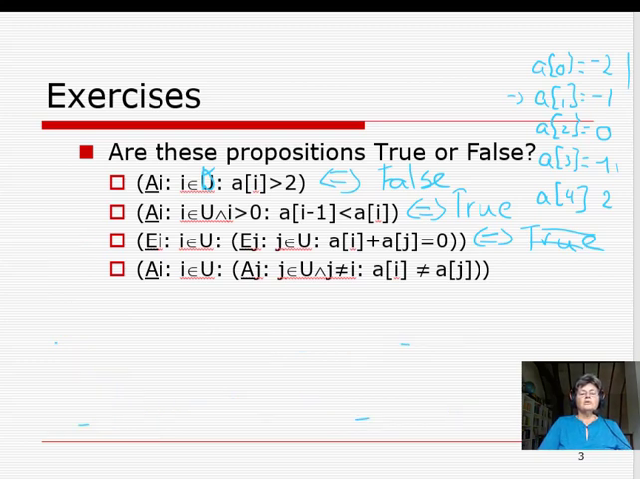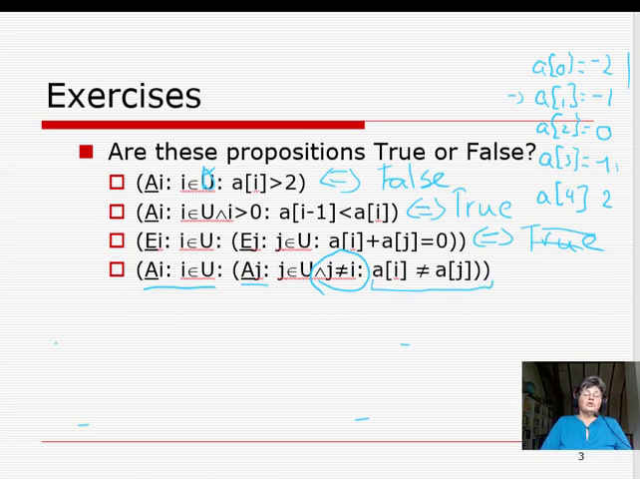Then the last one: for all elements i coming from that domain, for all elements j coming from that domain, and now notice there is an extra condition, they may not be the same element. So if I look at i being 0, then I have to look at all other elements, so j would then be 1, 2, 3, 4. If I check i being 1, then I have to check j being 0, 2, 3, 4, etc. So for all elements, it says that all other elements do not have the same value.